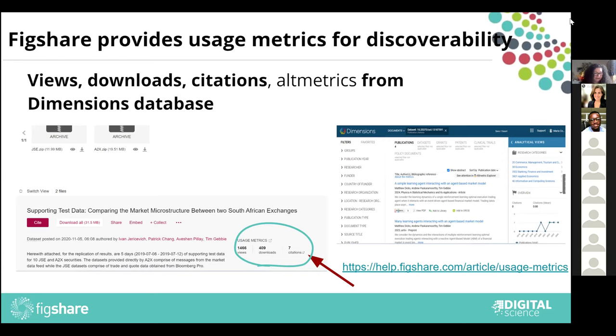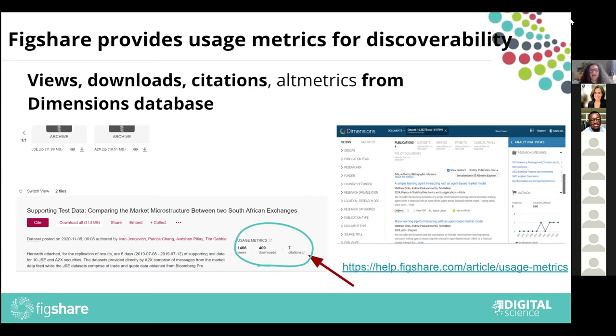And also it checks for citations that might not have been given to the right item. It might be erroneous citations and removes them. So the count will change every week sometimes.